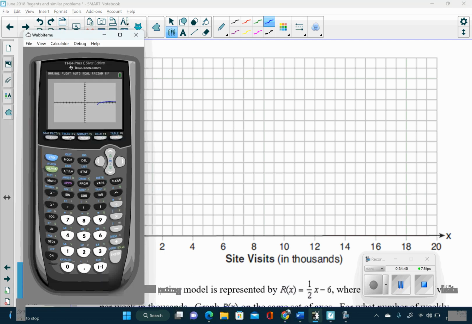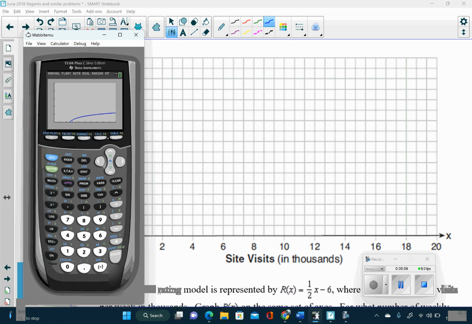So I'm going to go here, go to my window. My x min is 0. My x max again was 20. And then this is going up by 2's. So my scale is 2. And then my y min is 0 again, and my y max is, let's just say, 5. Okay. So now when I hit my graph, this is basically what I'm going to have to graph.